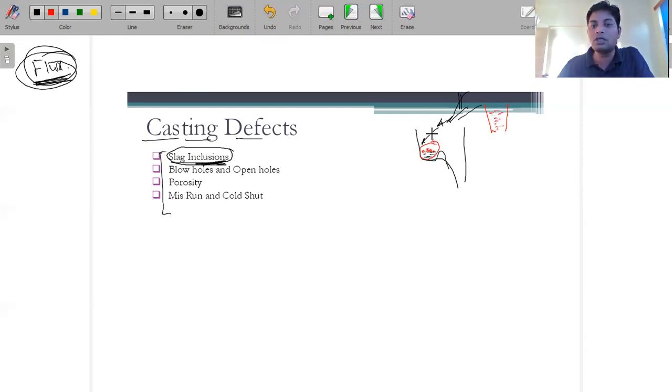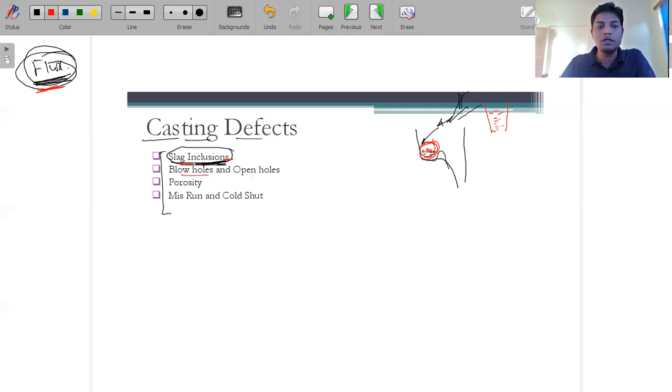The flux should not become a part of this casting, so we are just taking it out. If we do not use the flux, there will be a formation of slag inclusions. So for that also we are using this flux. Please keep in mind, this is a slag. When the oxide comes in contact with this molten material, they will form the cavities.